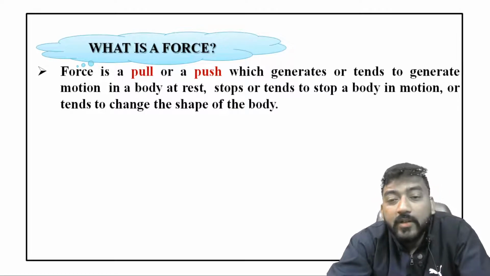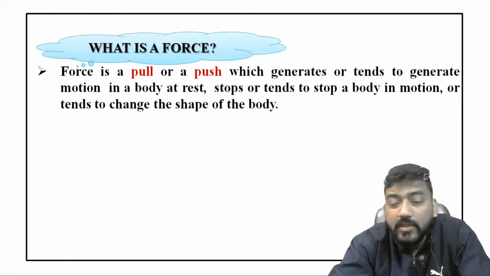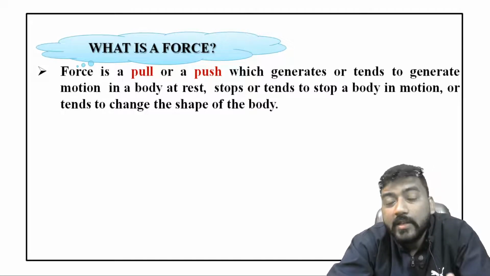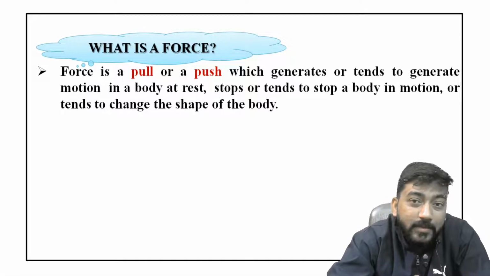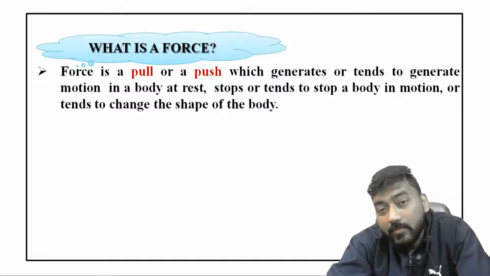Or what you can do, you can stop or tend to stop a body in motion. So the body which is at rest, by using push or pull, you can generate or tend to generate motion, and the object which is in motion, by using push or pull, you can stop or tend to stop the body. Sometimes the push or pull makes a change in the shape of the body.